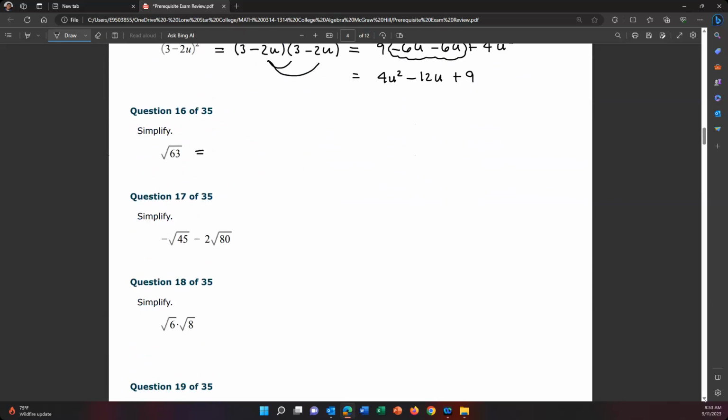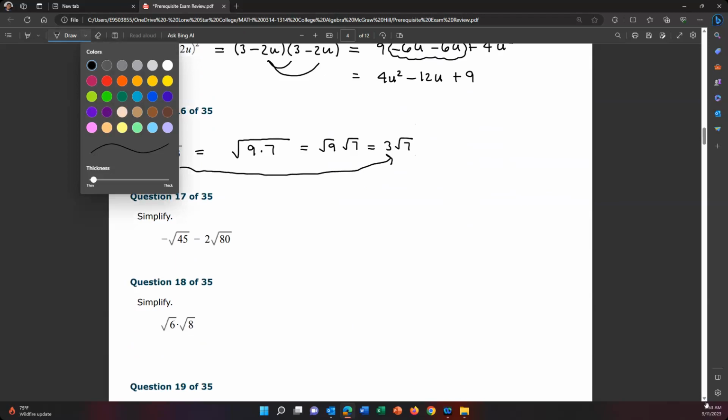Okay, let's see. The square root of 63 is the same as the square root of 9 times 7. Okay, this could be the square root of 9 times the square root of 7. And the square root of 9 is 3, times the square root of 7. So the simplification is that. Now you're probably wondering, where did I get the 9 and 7 from? Okay, so let me try to explain that a little bit further.